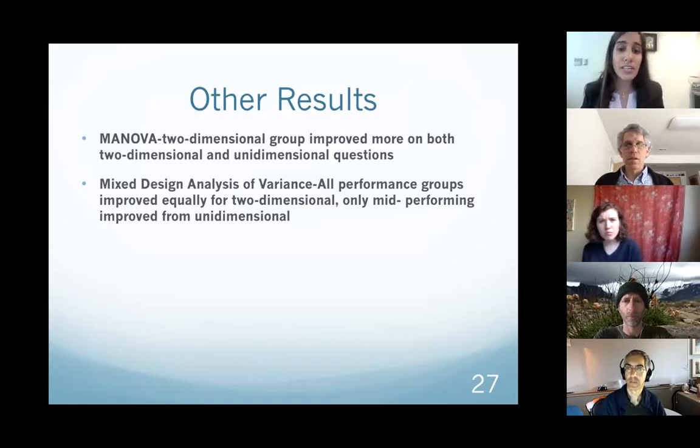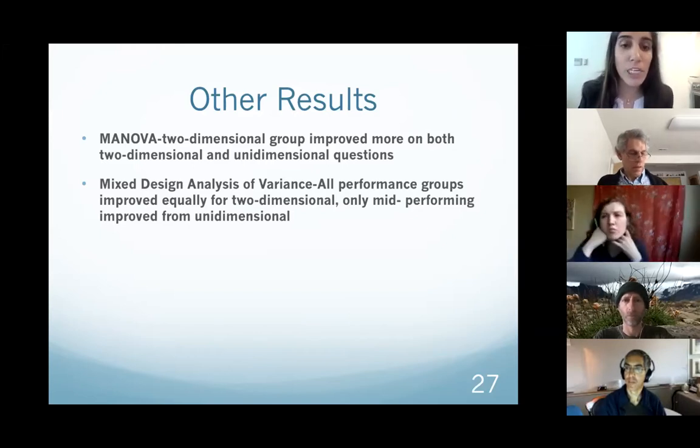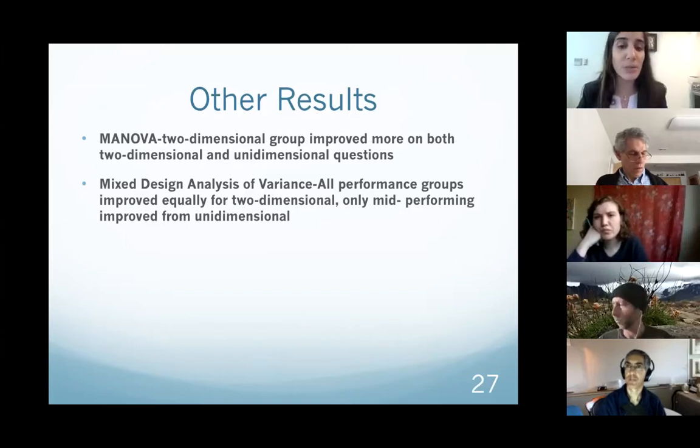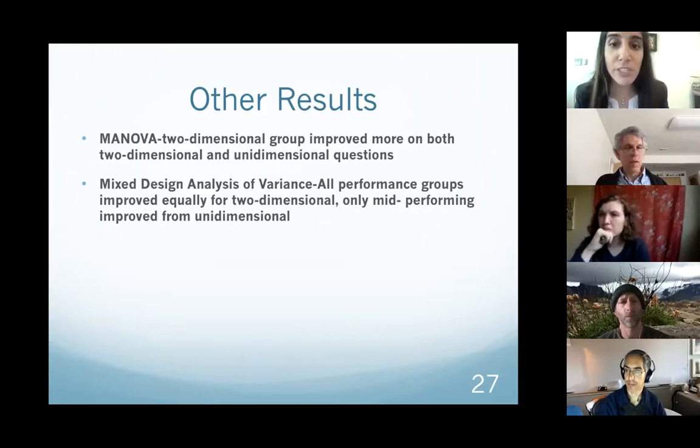So the mixed design analysis of variance wanted to see which performance groups improved most on each condition. So for the two-dimensional number line, I also had high, medium, and low performing students. And the same criteria was used as in my last study, where the low performing students were in the bottom 25%, the high performing students were in the top 25%, and in between was 50%. So I wanted to check that out.